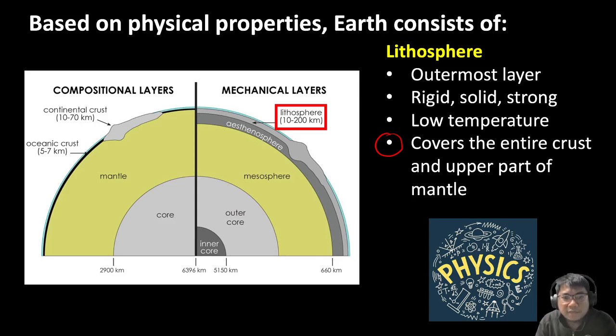The lithosphere is the outermost layer of the Earth based on the physical properties, and it is very rigid, solid, and strong. Again, we're not talking about chemical composition anymore when we talk about the lithosphere. We're just talking about how strong it is, what the temperature is, whether it is solid or liquidy, things like that. The lithosphere is pretty cold compared to the other layers of the Earth underneath it, and it covers the entire crust and the upper part of the mantle.